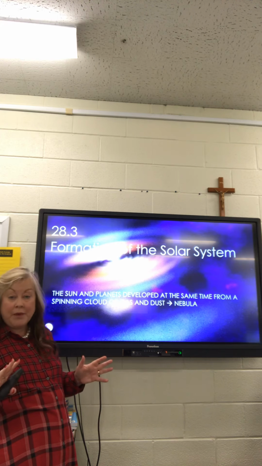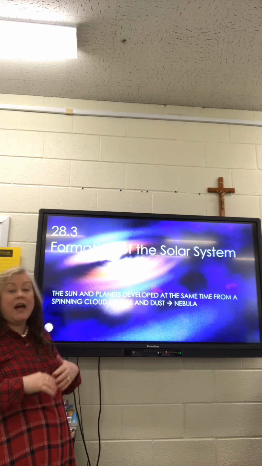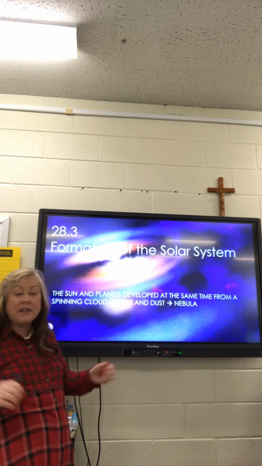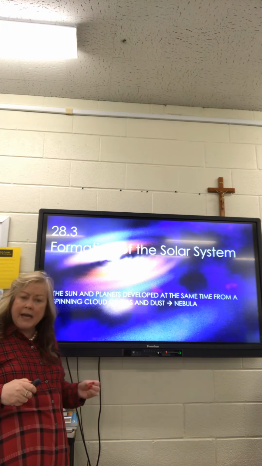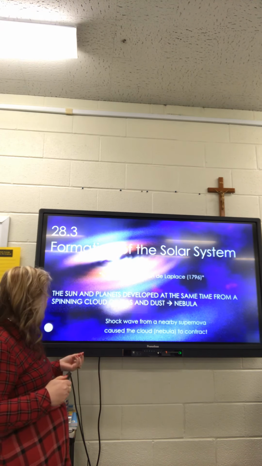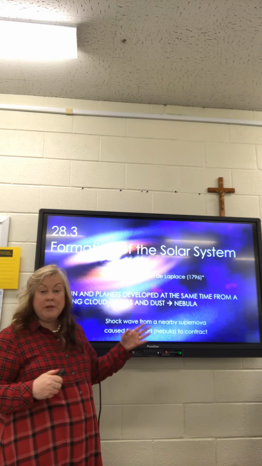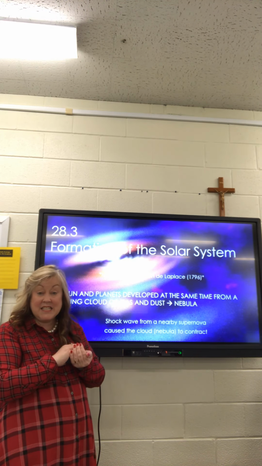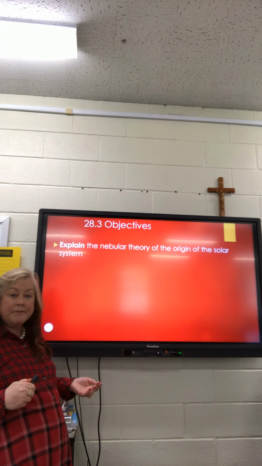Now, all solar systems formed out of a nebula. A nebula is a cloud. It's a cloud of gas. It's a cloud of dust. It's a cloud of energy. And particles are going to collide, and they're going to combine, and they're going to coalesce. Shock waves from a nearby supernova cause this nebula to contract, condense. Well, particles started to contract and condense.